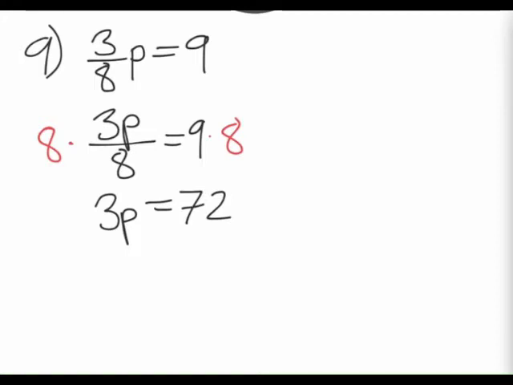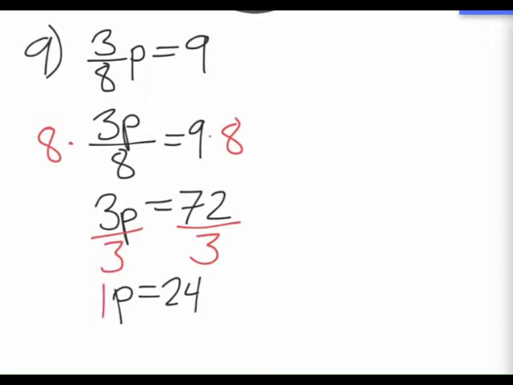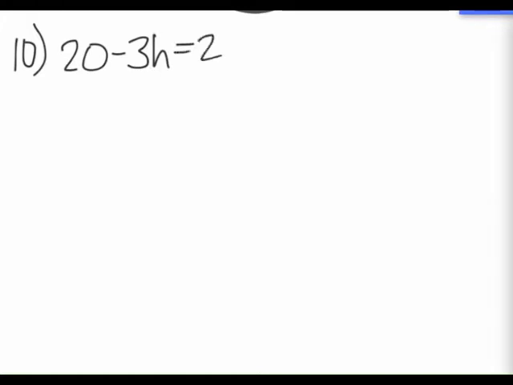And then finally we have to divide both sides of the equation by 3. So p is equal to 24. And yes, I did have to use a calculator for that. All right, let's look at one final equation. I know you're probably exhausted by this point in time, but the more examples that you see, the better. 20 minus 3h equals 2. Let's solve this equation for h.